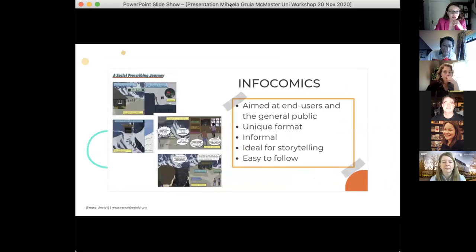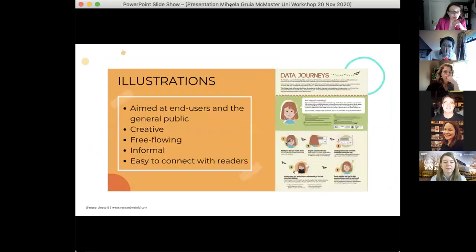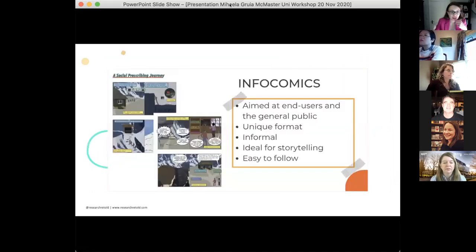Other formats that we shared are infocomics or perhaps illustrations, which are aimed more at the general public. They can be very creative and informal and easy to connect with readers, ideal for storytelling, and it can be very easy to follow, especially if your research has that kind of human element to it.